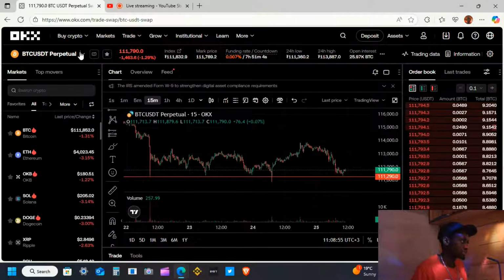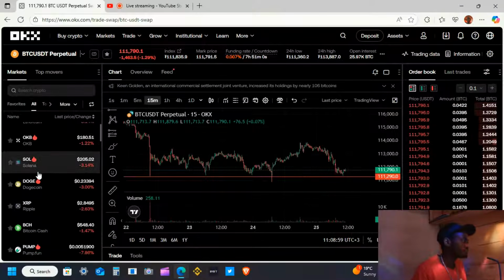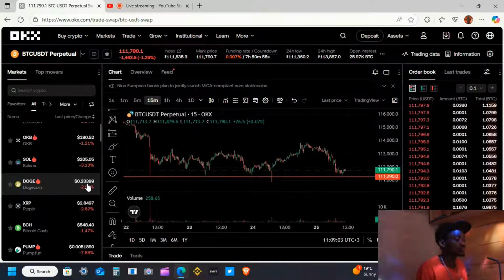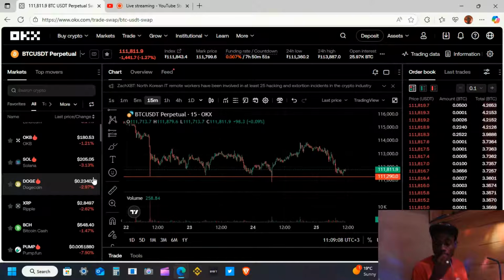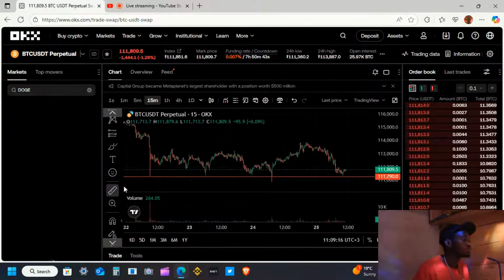So I'm just checking for the coin I want to trade. I think I could be going for Doge, and right now Doge is 2% down in 24 hours. So let me open Doge.